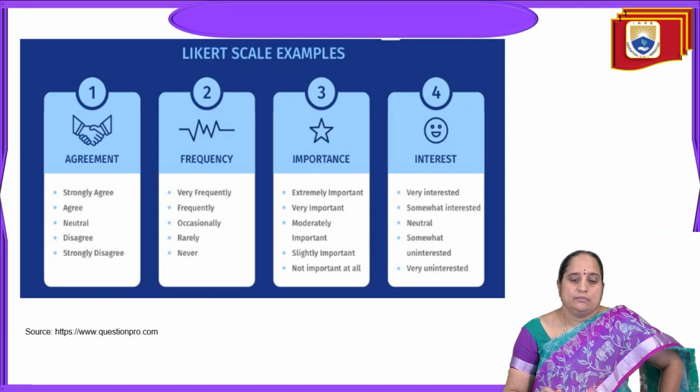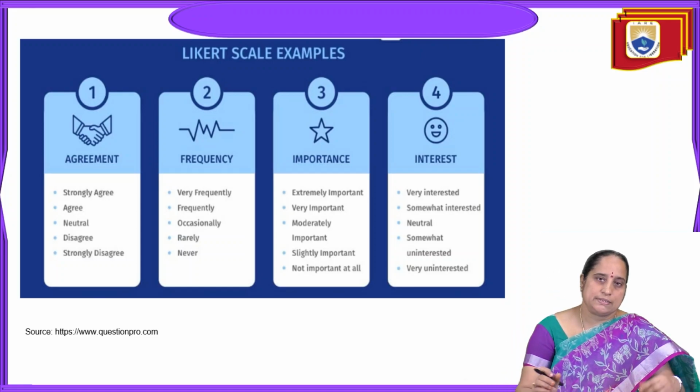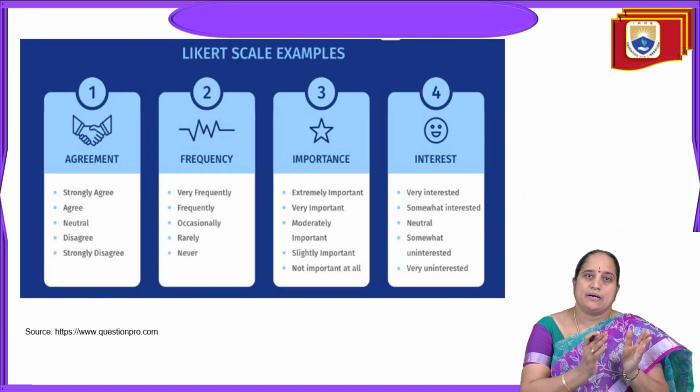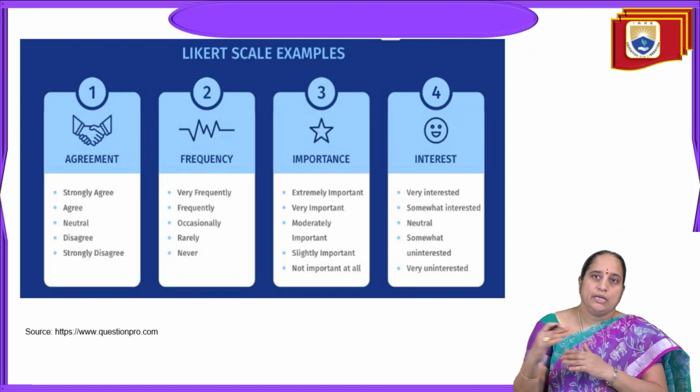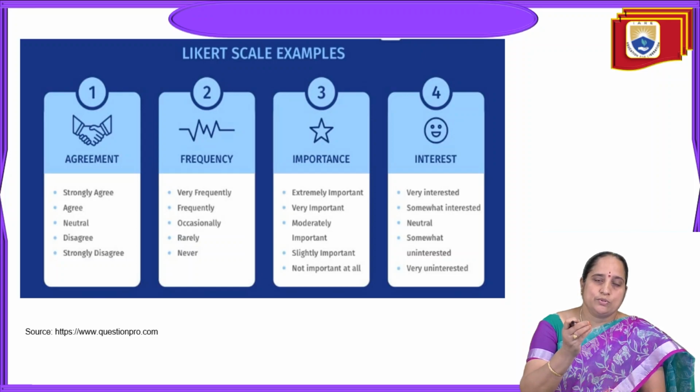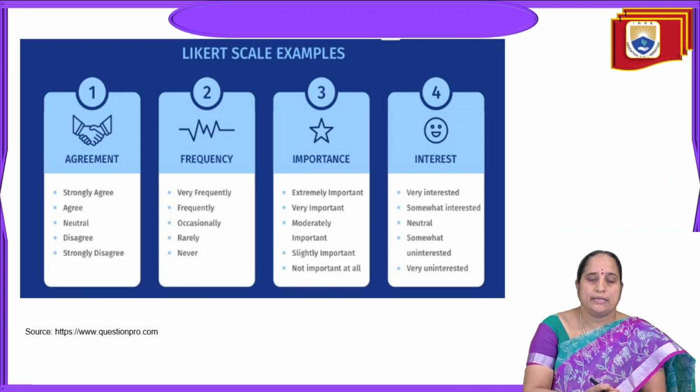Then coming to the Likert scale examples. First, agreement. As I told you, we'll start from positive attitude to negative. So coming to agreement, what kind of options are available? In the case of agreement, we specify the scale as strongly agree, agree, neutral, disagree, strongly disagree.